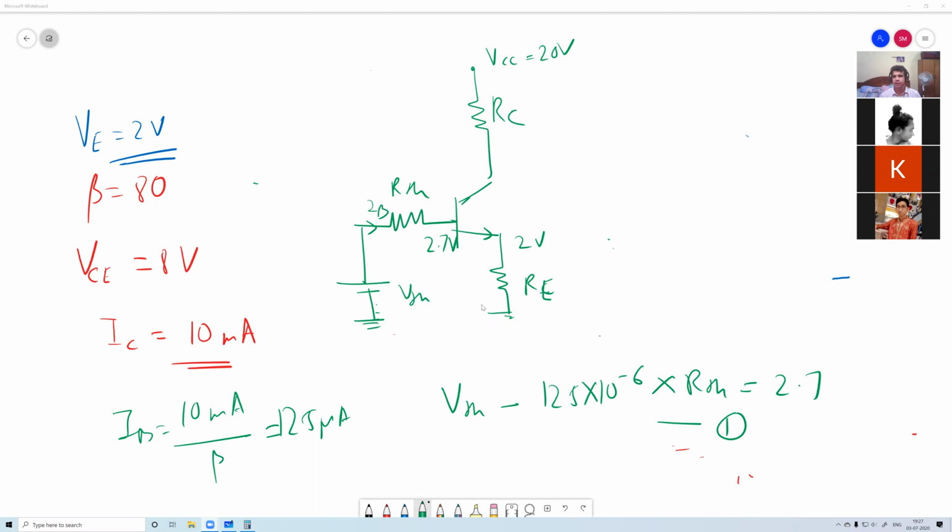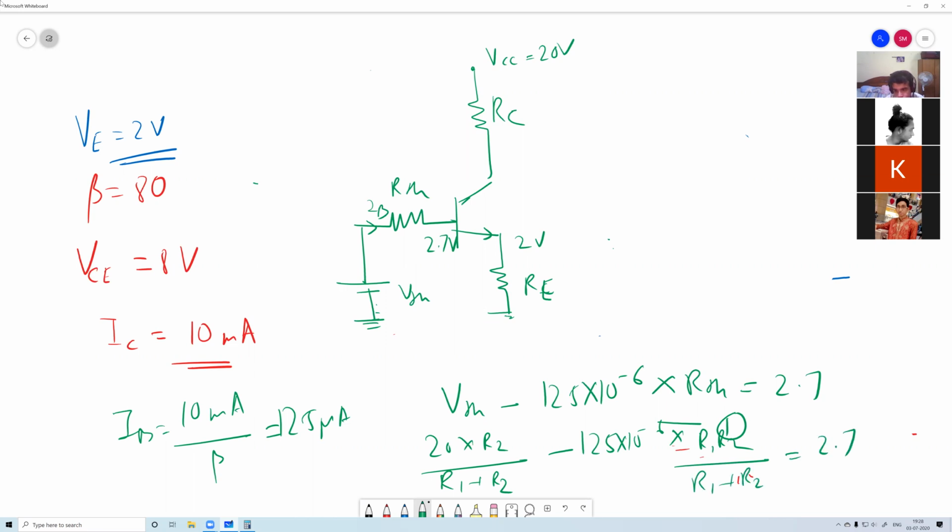Another method is we can assume R1 or R2, one value, suppose 110 kilo ohms or something, and find the corresponding R1. VTH is VCC R2 by R1 plus R2, minus 125 times 10 to the power minus 6 times R1 R2 by R1 plus R2, that is 2.7. One method is we can assume VTH, this value, VCC R2 by R1 plus R2, equals 2.7 volts, what he said.